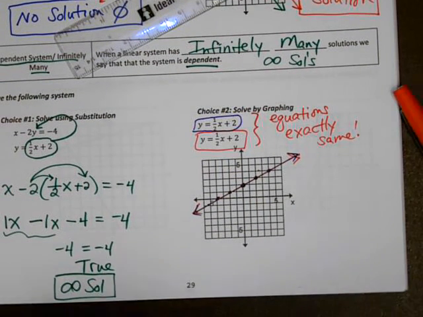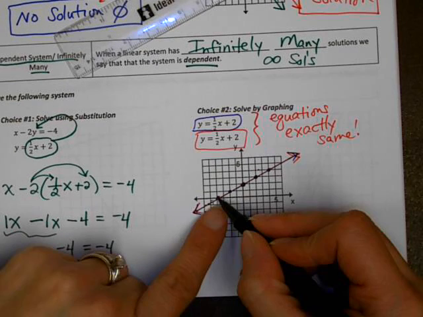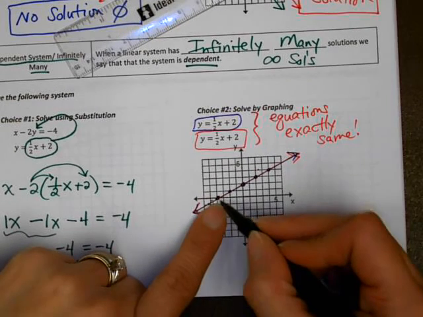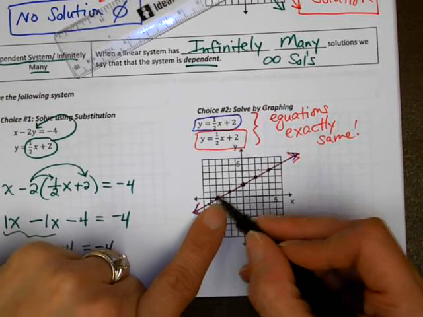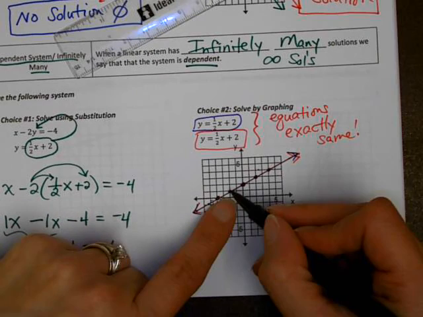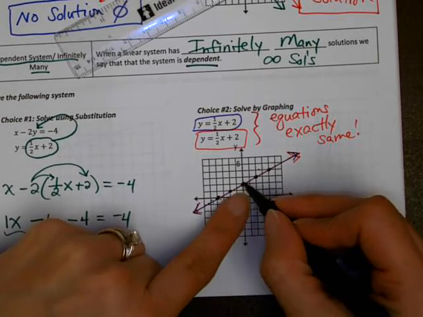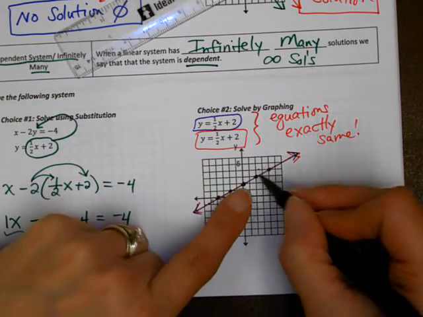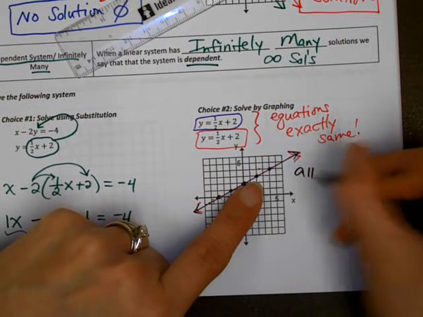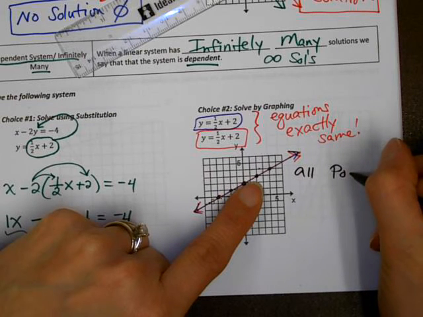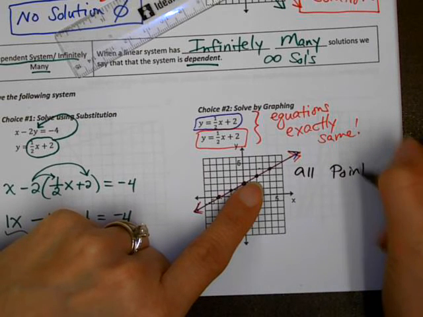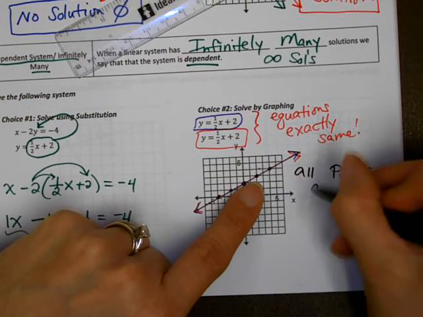So what points do they have in common? Does this point belong to the purple line and the red line? Yes, they have an intersection point right there, and they touch right there, and right there. All of their points. All points are shared.